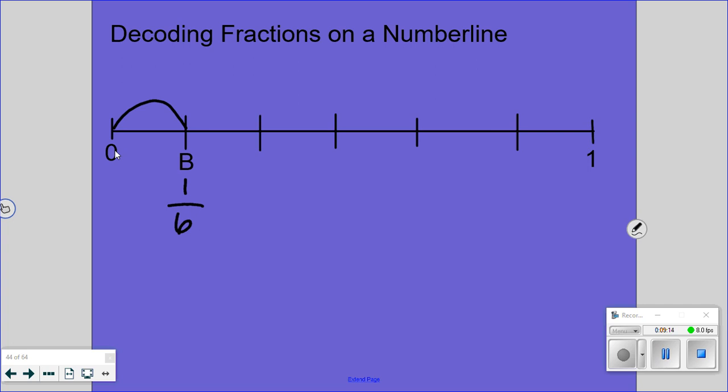Lydia? So why for each segment, why are they all 1/6? Why couldn't it be like 1/6, 2/6, 3/6, 4/6, 5/6? So each piece individually is worth 1/6. So from B to here, this distance is 1/6. But when I smush them together, now I have 2/6. Does that make sense? Yes. So sometimes on a number line, we'll label a piece 2/6 because I went 2 jumps.